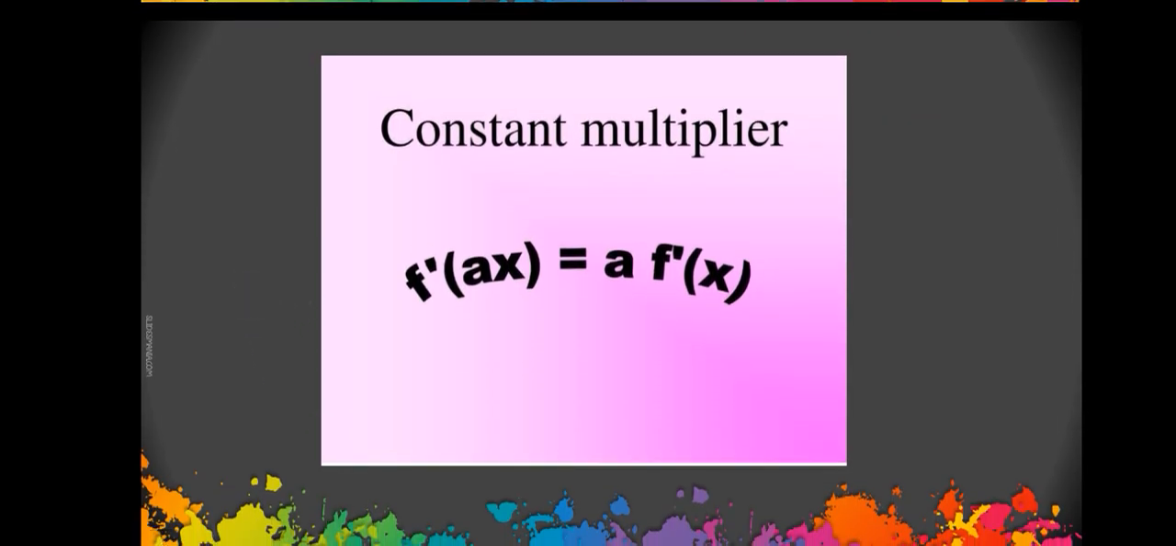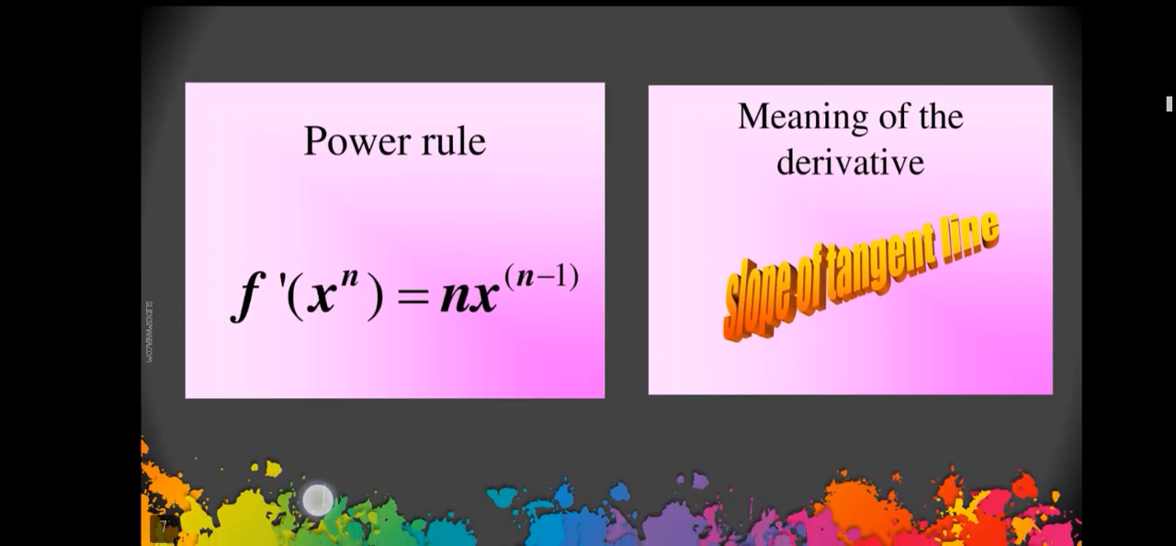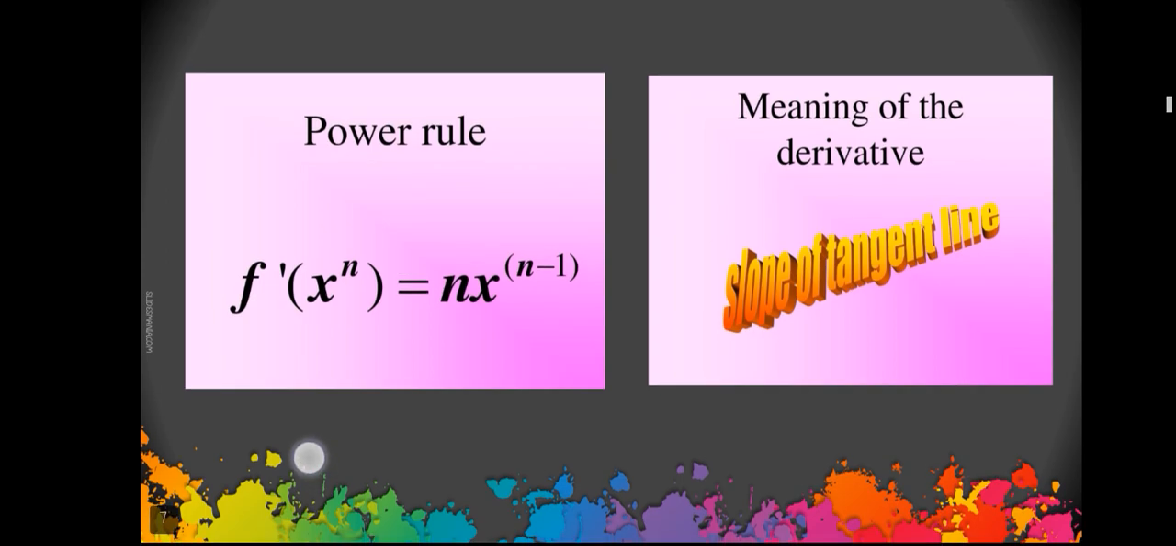Next, the constant multiplier: the derivative of ax is equal to a times f prime of x. Next, the power rule: the derivative of x to the power of n is equal to nx to the power of n minus 1. And the meaning of the derivative is the slope of the tangent line.